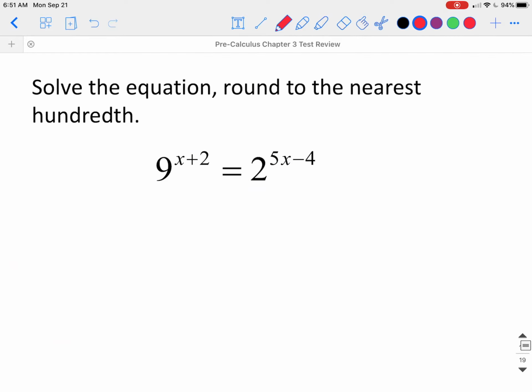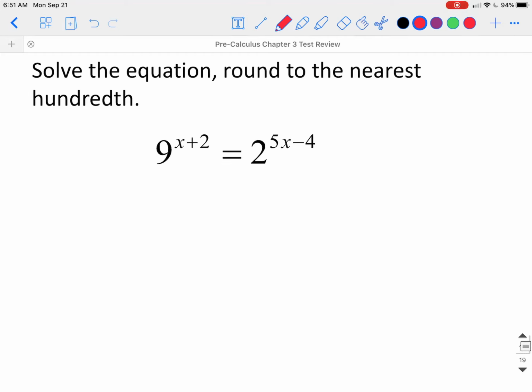We need to solve the equation, rounding to the nearest hundredth. As we had stated previously, if we can get the two bases to be the same, then the two exponents can just be set equal. But there's no way that we can simplify 9 and 2 so that the bases are the same. So instead, we are going to have to take the log of both sides. So we're going to say the log of 9 raised to the x plus 2 is equal to the log of 2 raised to the 5x minus 4.